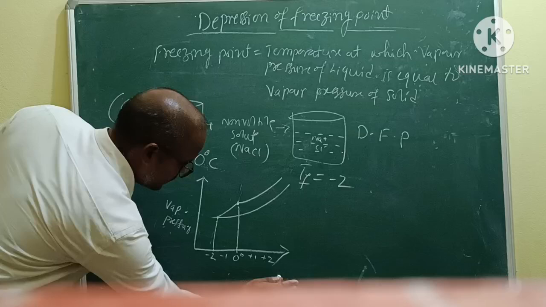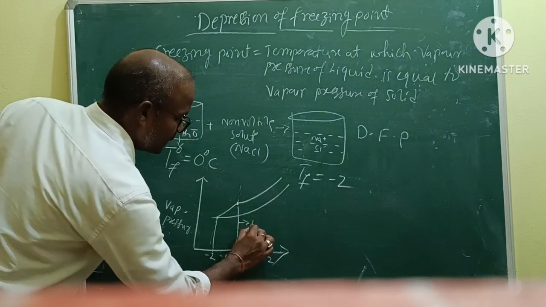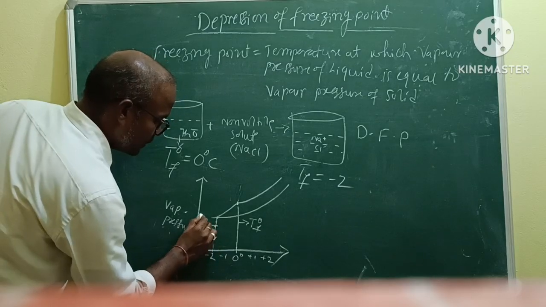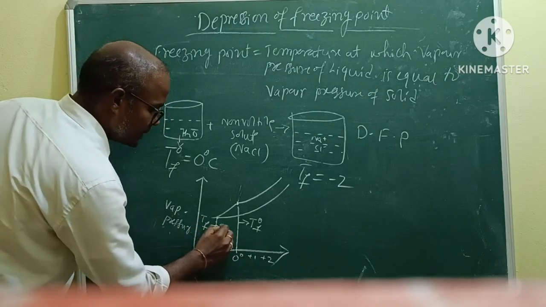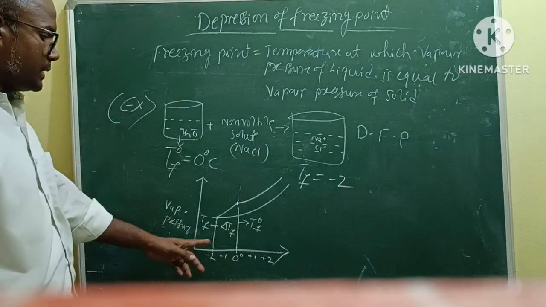So this we call T naught F. This freezing point of the solution we call TF, and the difference we consider as delta TF.